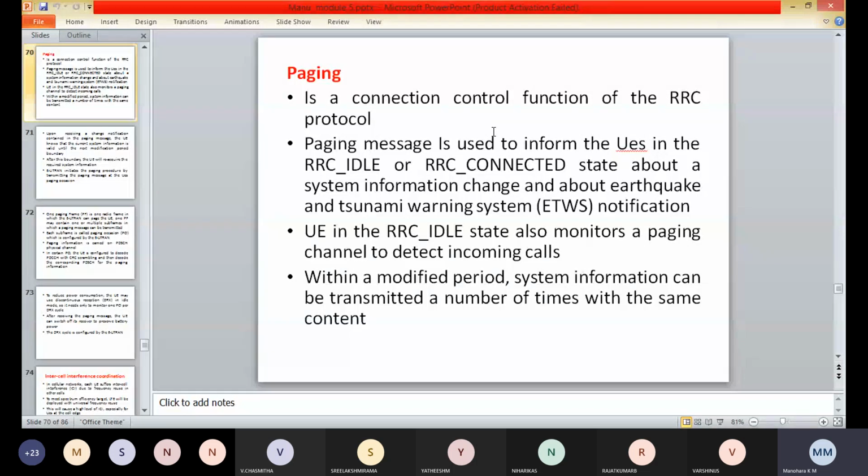So here one paging frame, that is a PF, is one radio frame in which the EUTRAN can page the user equipment. One paging frame may contain one or multiple subframes in which a paging message can be transmitted. Each such subframe is called a paging occasion, that is PO, which is configured by the EUTRAN. The paging information is carried on the physical downlink shared channel.